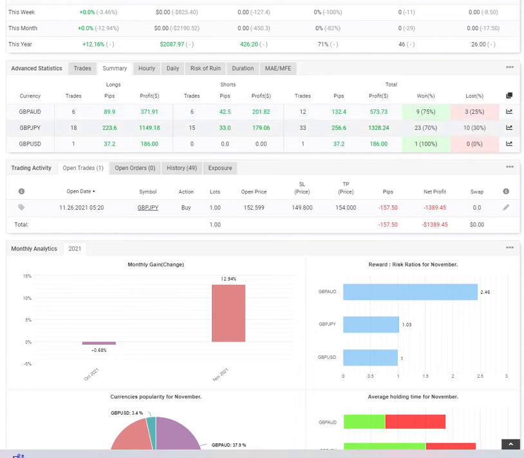As you can see, you made 223 pips on the long side and 256, which brings us to a combination of $1,328.24. This was a major boost to your profits, and you got the pound AUD as well, $573, a total combination of 132.4 pips. And you topped it up with 37.2 pips. Altogether, it just gave you over 1500. So congratulations and well done. You've done very well at this stage, Kevin.